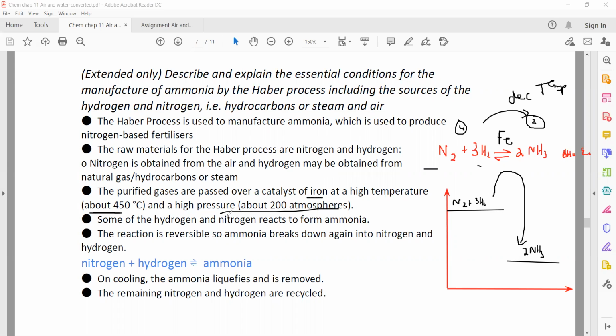So what happens? Nitrogen and hydrogen react to form ammonia. But because the reaction is reversible, some of the ammonia might decompose, breaking down again to form nitrogen and hydrogen. So to remove the ammonia from the mixture, we cool it down, so the ammonia is liquefied and removed, and the remaining nitrogen and hydrogen are recycled. Recycle means we add them into the same process again so they can react again.